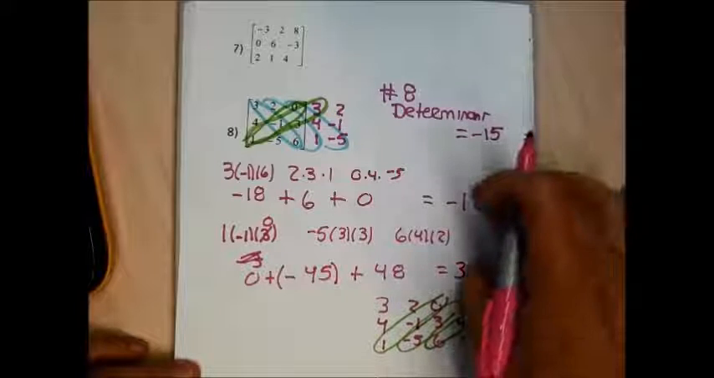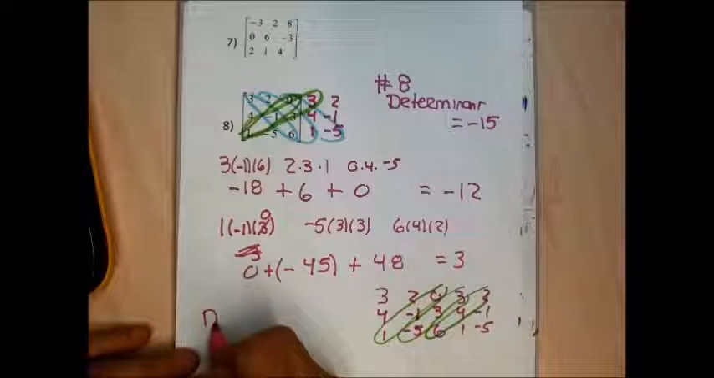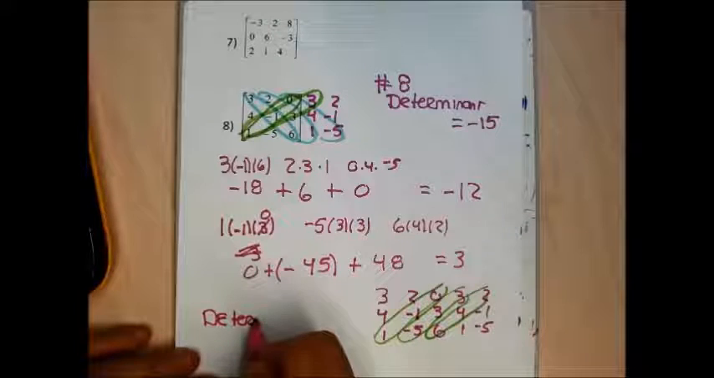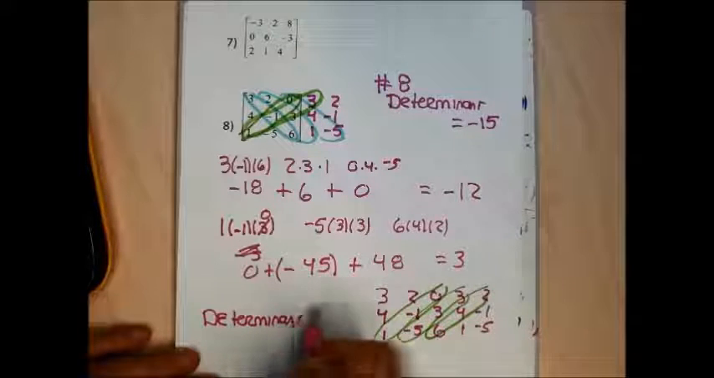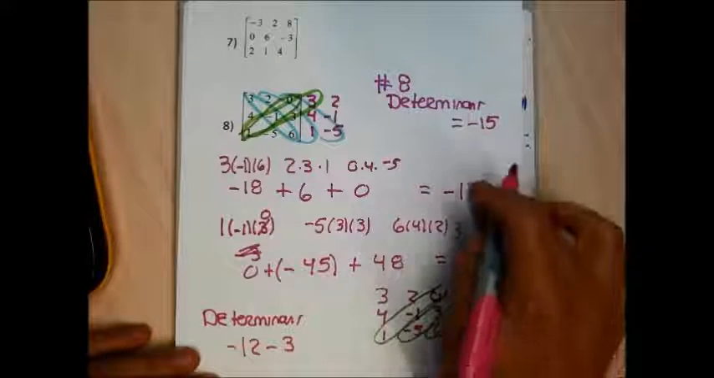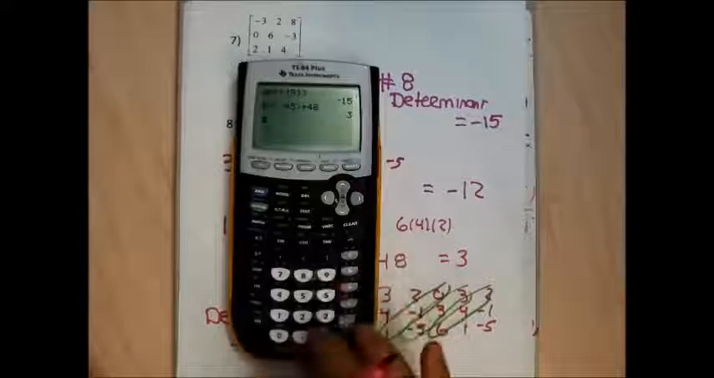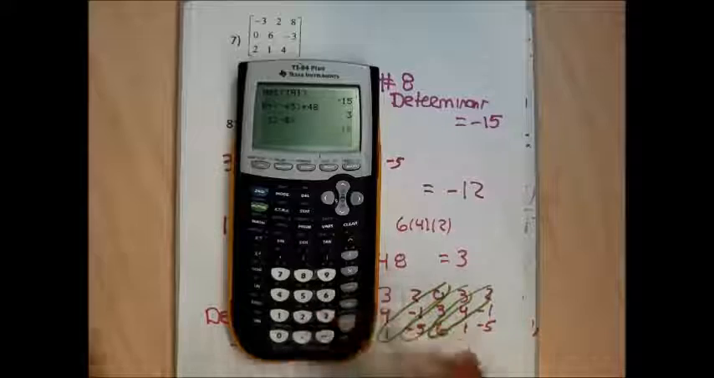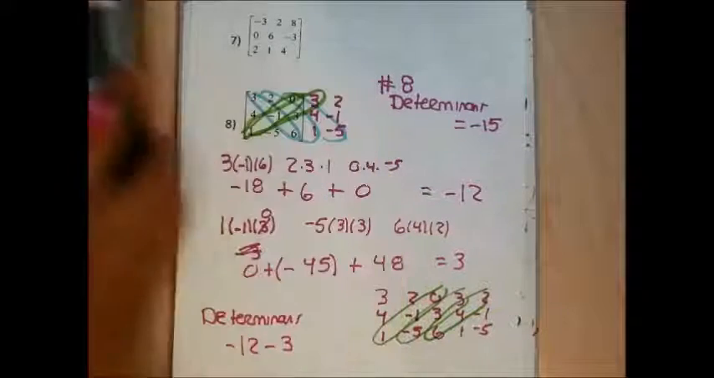To get my answer, I subtract these two numbers. So the determinant by hand is going to be negative 12 minus 3. That's just that minus that. And negative 12 minus 3 is negative 15, which I already knew was going to be the answer.